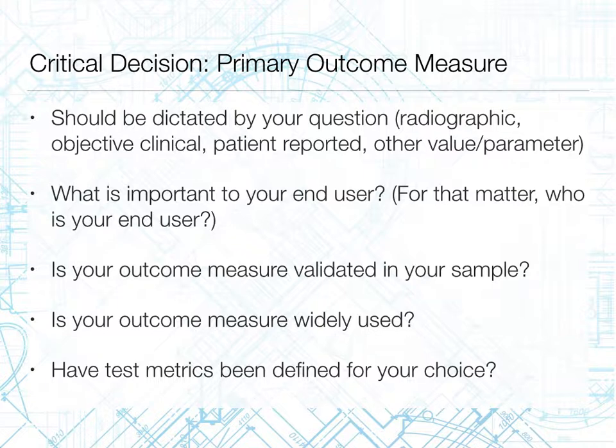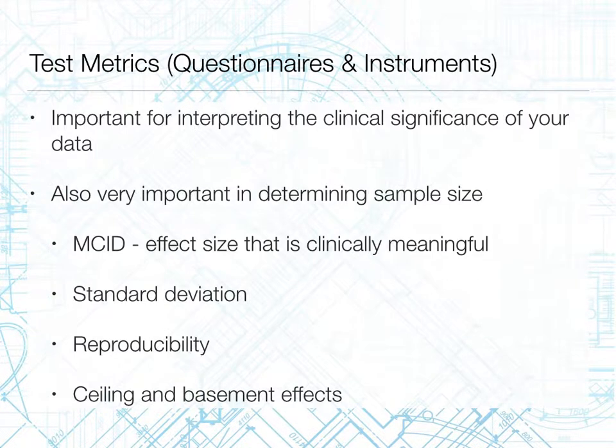This critical detail is required before you look at sample size and power analysis, and is dictated by your primary research question. Primary outcome can be anything you want, as long as you can measure it. Things to consider include clinical importance, validation, accepted or wide use in the literature, test metrics available, and a sense of what is an important clinical effect size or difference.